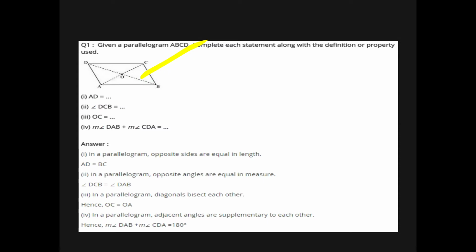Fourth option, what is the fourth option given? Angle DAB plus angle CDA. Where is angle DAB? Here is angle DAB plus angle CDA. These two angles lie on the same side, which is AD. So by the adjacent angle property, what is the sum of both the angles? The sum of both the angles is 180 degrees.